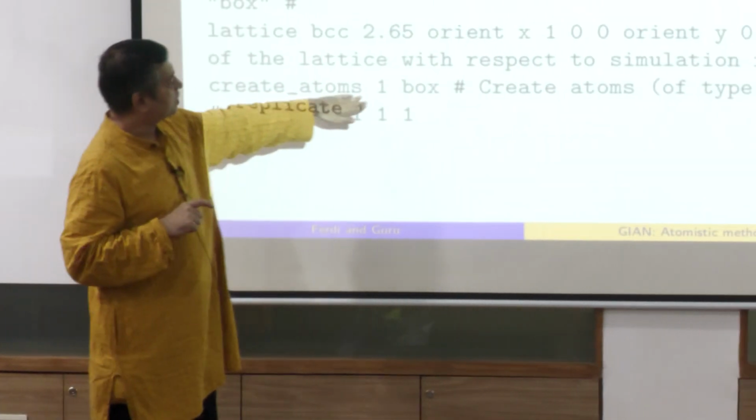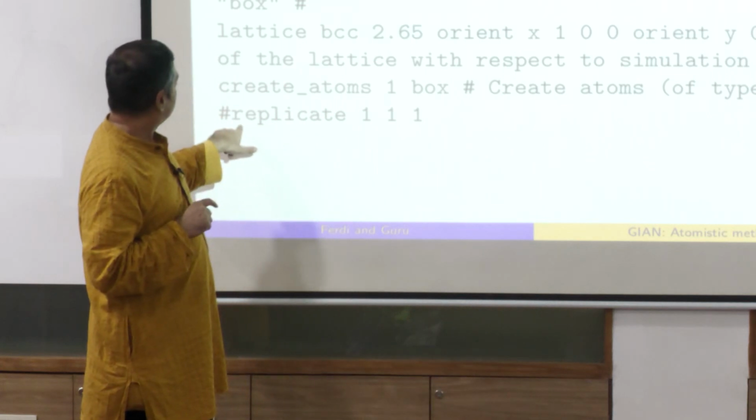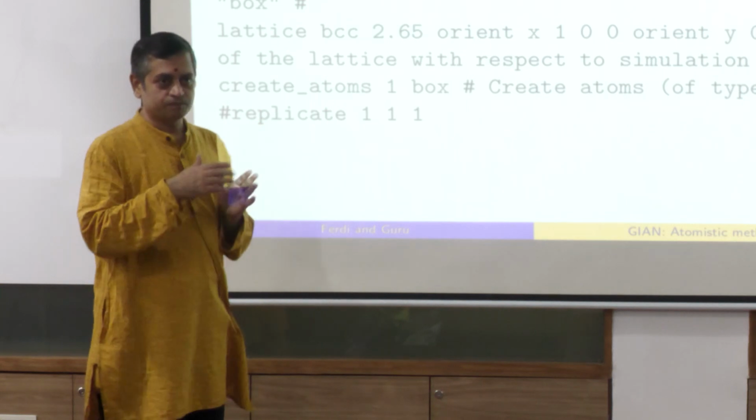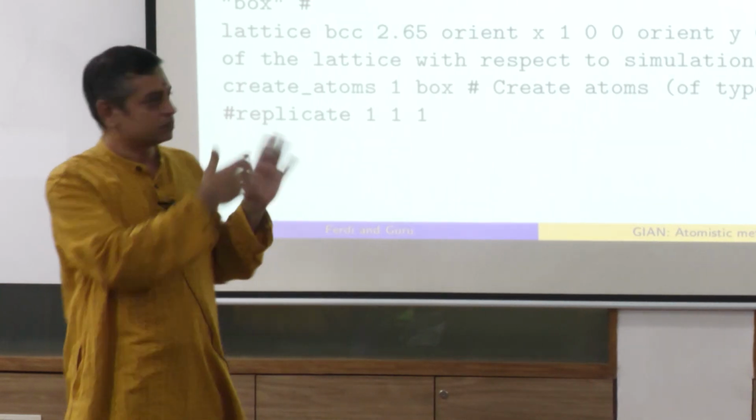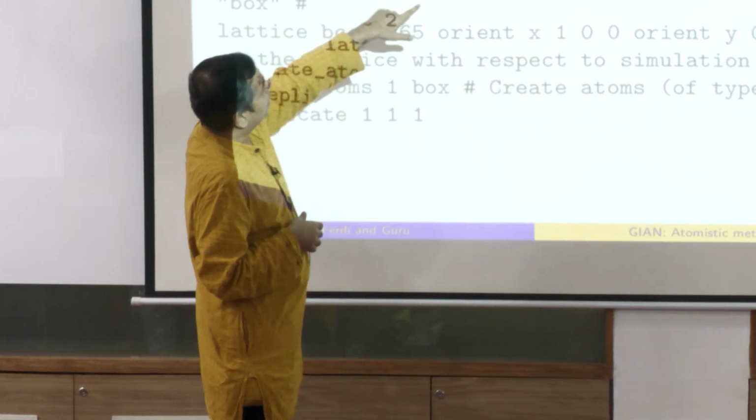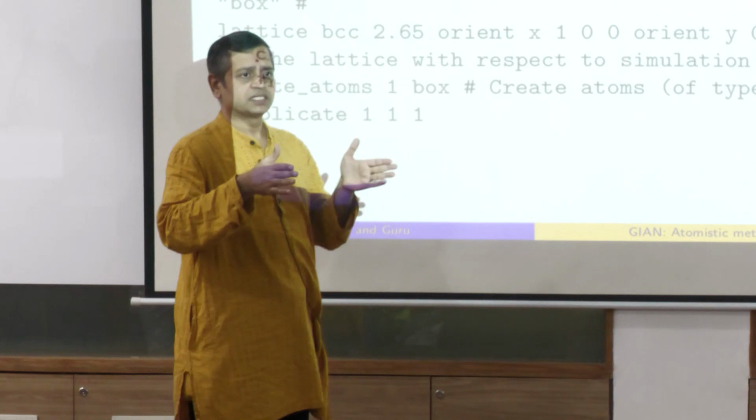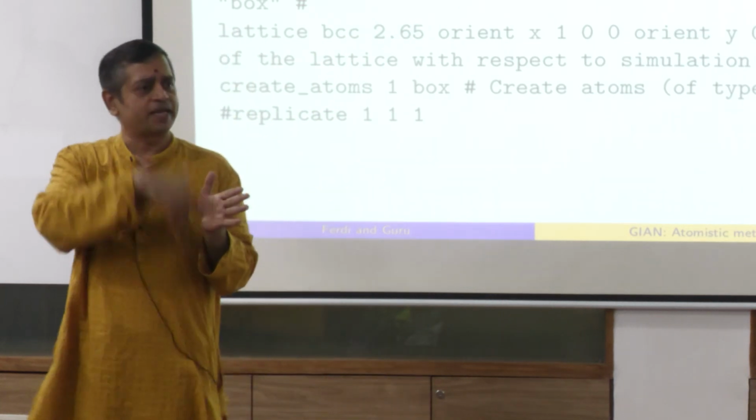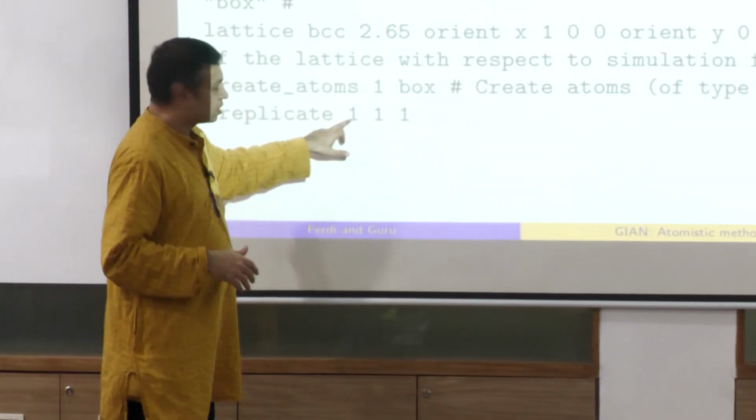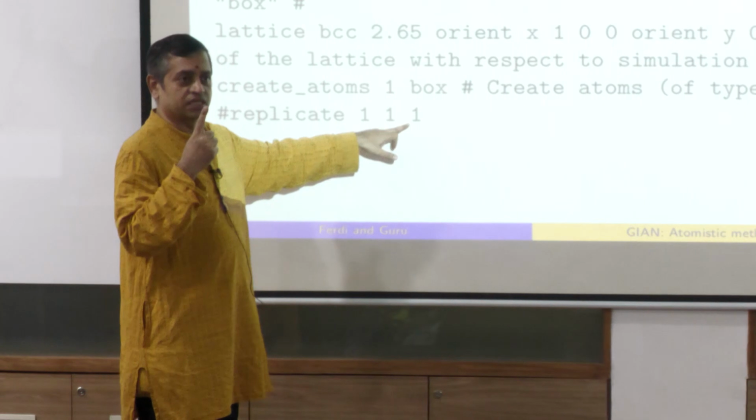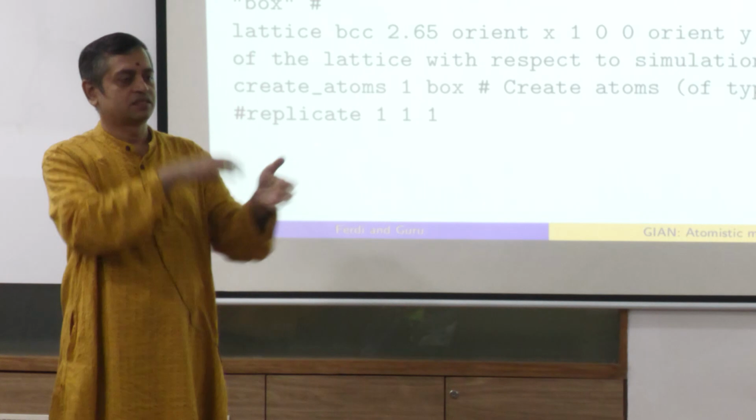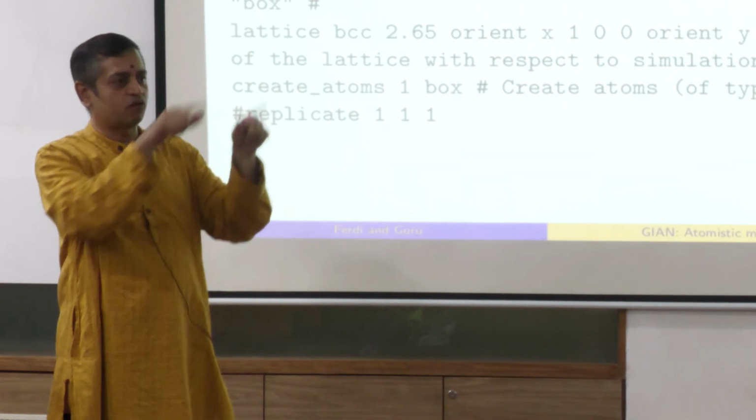Create atoms of type 1 in the box and replicate. I have commented it out. If you do replicate, it will take the same. Suppose I had 1 unit of lattice. Now, if I say replicate it once, it will replicate once along x, once along y, once along z. So which means it will make 1 unit cell, put it there, put it there, put it there. So you will have 1.